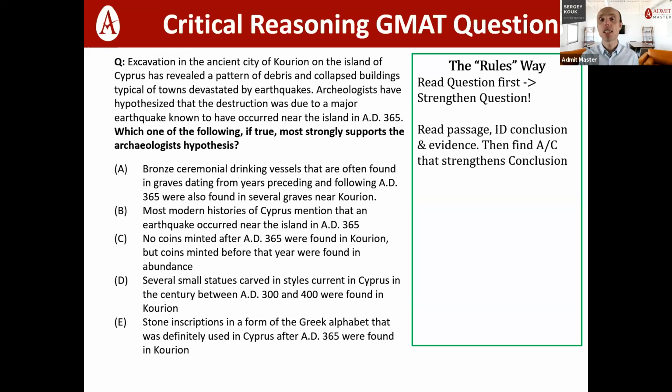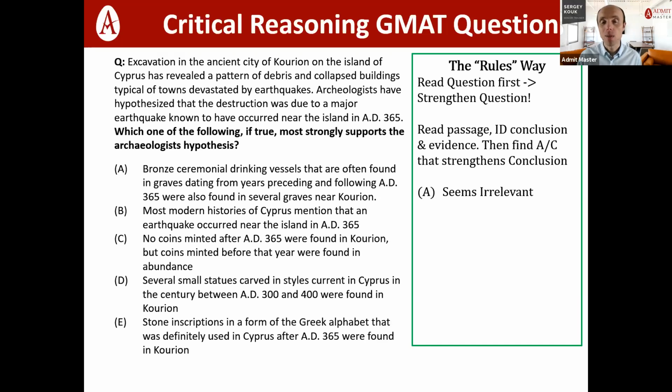So what's the evidence? We have these debris and collapsed buildings. What's the conclusion? That this town was destroyed by an earthquake in 365. So we are going to be looking for an answer choice that makes this conclusion stronger. Well, let's see which one will do. Does A make it stronger? Not really. It doesn't seem relevant. Drinking vessels, what do they have to do with the earthquake?